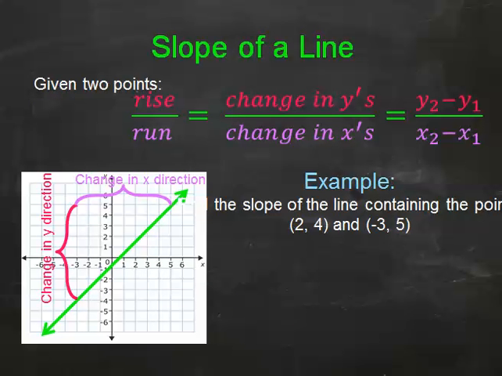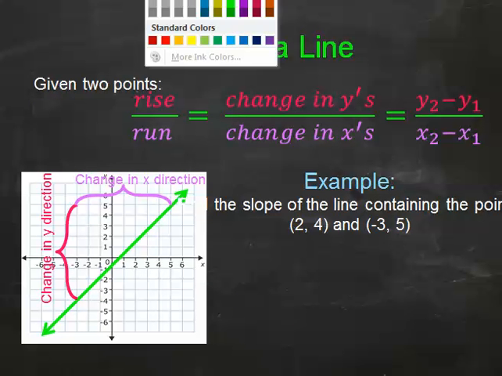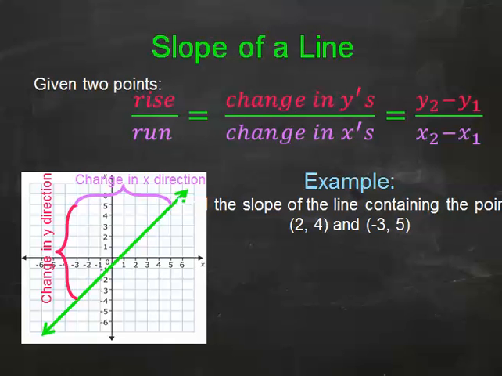Now sometimes you're going to get problems where they don't have a graph for you, and you need to be able to find the slope given the 2 points. So that's when we want to use the slope formula. And that would be our y2 minus y1, and then x2 minus x1. And what those numbers mean are the 2 different points.